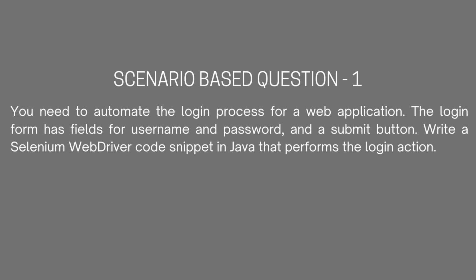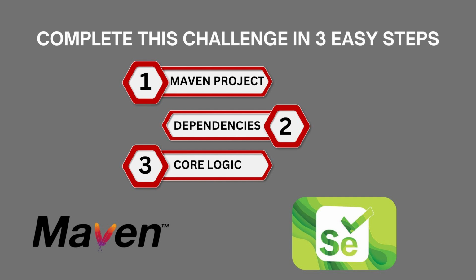The challenge is, you need to automate the login process for one web application using the default username and password provided. You have to write the entire code in pure Selenium using WebDriver. Let's accept the challenge. In 3 easy steps we are going to finish it. First is creating a Maven project, second is adding Selenium dependencies, third is writing a few lines of core logic. You will learn a few tips for faster coding inside the video as well.